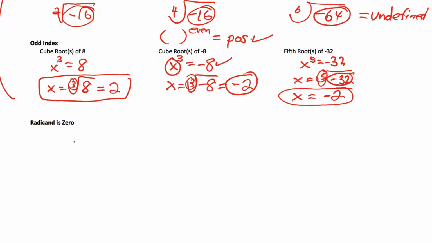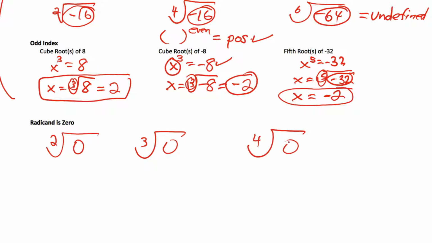And the final scenario that we have to consider is square rooting 0 or third rooting 0 or fourth rooting 0. Is this possible? Is there something squared which gives us 0? Is there something cubed which gives us 0? And in all of these cases, the answer is 0.